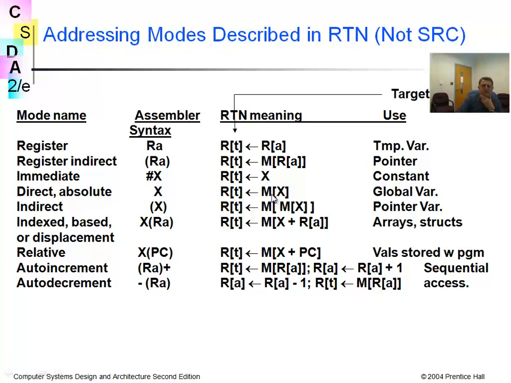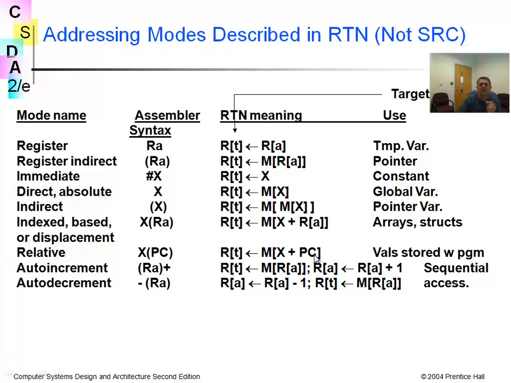Direct, an absolute address, means a memory location is given to you, the address of the operand. If you go to that memory location and the content of that memory location is the address of your operand, that's M of X. That's indirect, like a pointer in C language. And then we have indexed and relative. The indexed or displacement mode means the content of one of the registers added to a constant gives me the memory address of the operand.